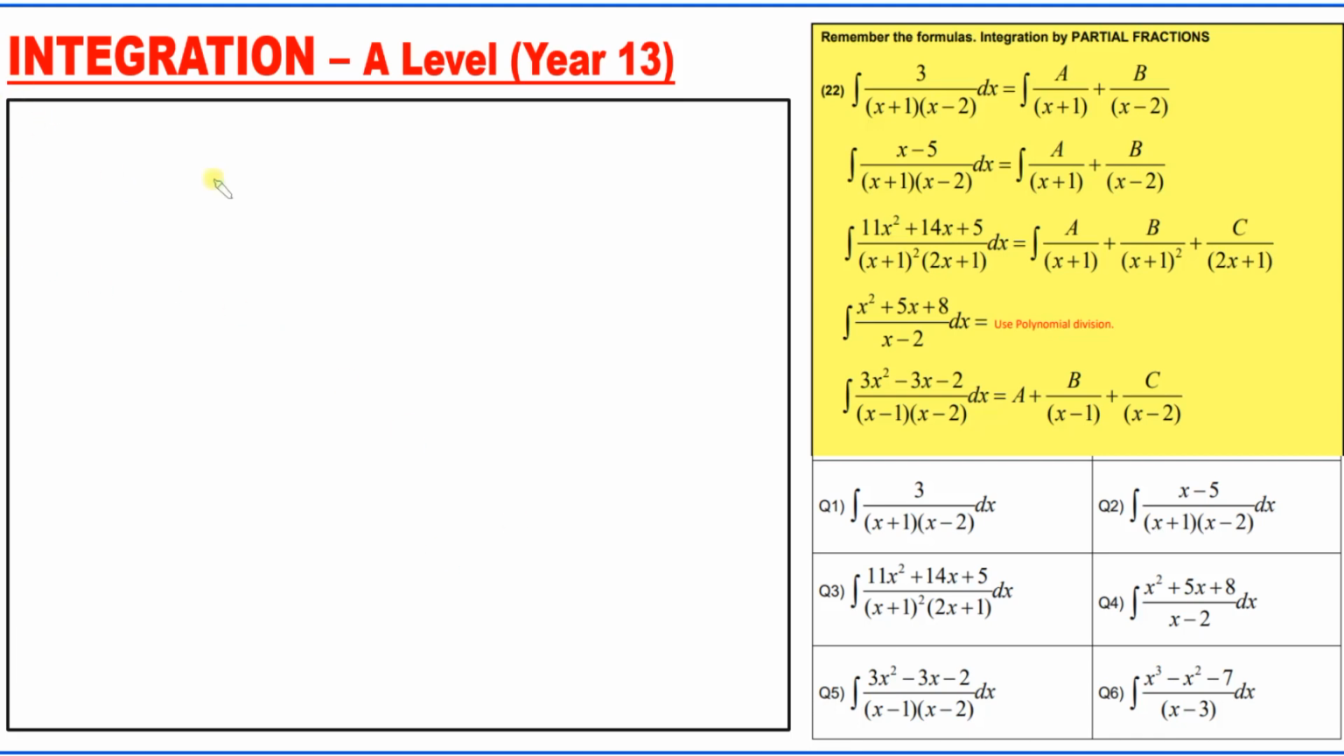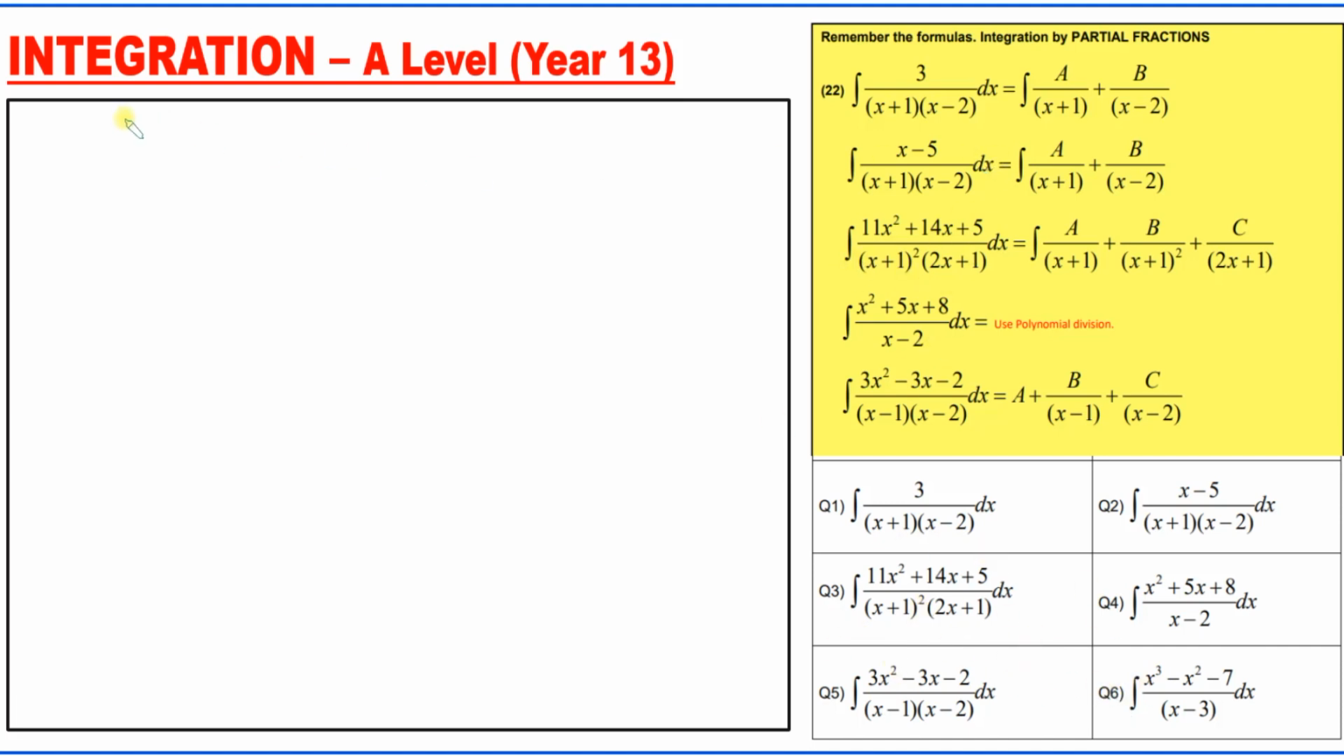A question like pattern number 22 is integration by partial fractions, so a fraction with algebra, 2 brackets, 3 brackets, different combinations. You need to split that fraction into several portions and integrate them separately. I have listed the majority of the patterns here, but you will understand the idea from these patterns and then you can work out the 6 questions we have listed there.